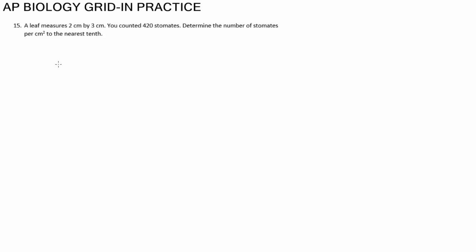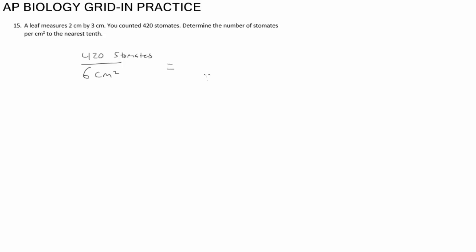15 is a pretty quick question related to our transpiration lab. We're looking for the number of stomata per centimeter squared. The area is able to be determined by the 2 and 3 centimeter measurements here. Multiply those together for an area of 6 centimeters squared. And we're told there's 420 stomates.